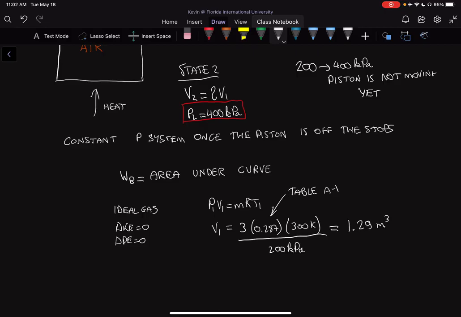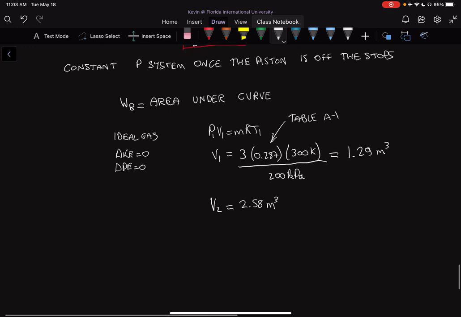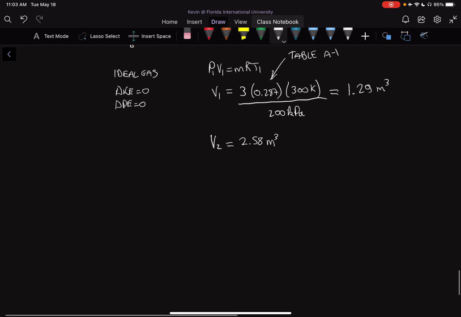V2 is now double that. We're given in the question that V2 is double. So V2 is just 2.58 meters cubed. So now we can draw a PV diagram, and then we'll be able to solve for work boundary.